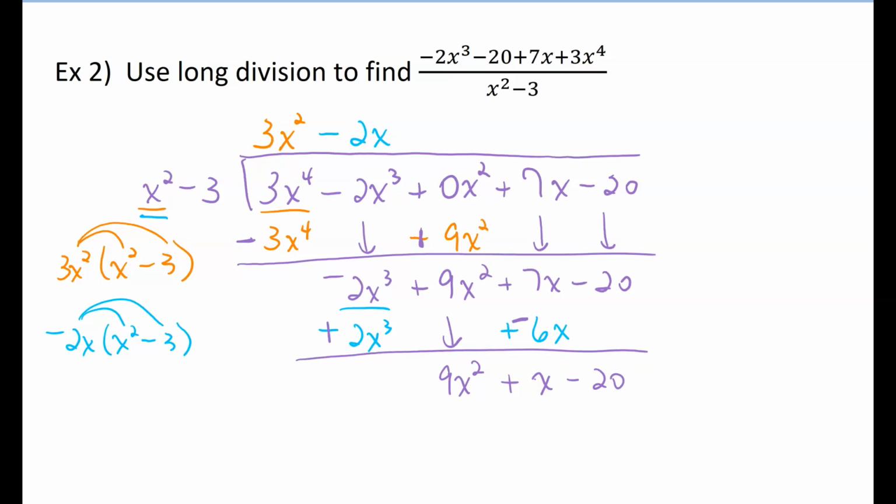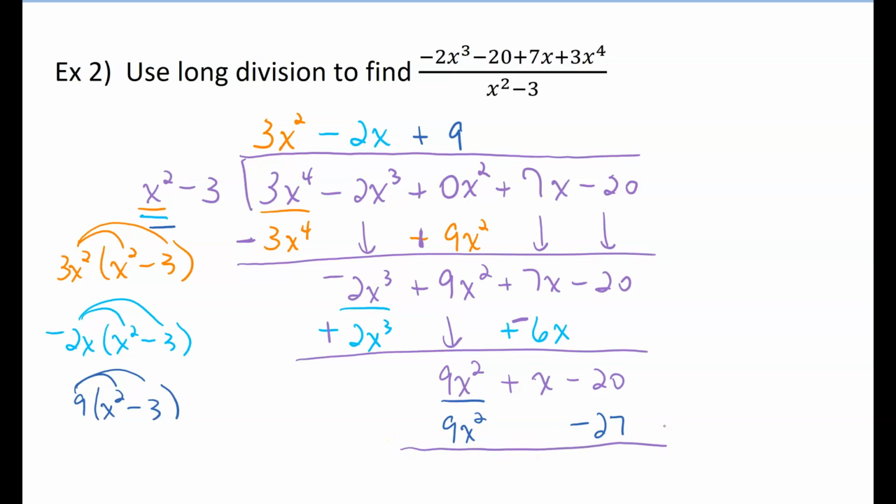And do we do it again? Yes. This time we are looking at x squared into 9x squared. So what are we going to have to multiply by? Plus 9. We get 9 times x squared minus 3. We'll distribute that through: 9x squared and minus 27. And don't forget to subtract, and make sure that you flip all those signs over.